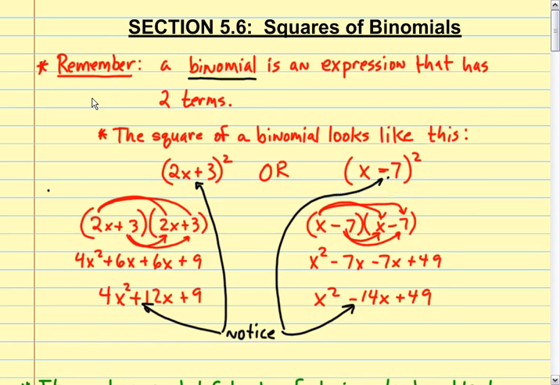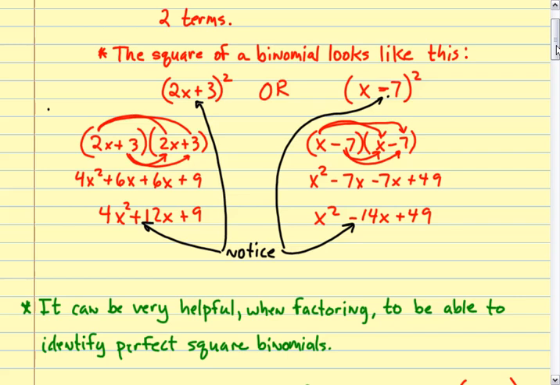Now, you guys know how to multiply these things already. We just distribute the terms. First off, we have to write the binomial times itself. So we've got (2x + 3)(2x + 3), or (x − 7)(x − 7). Now, let's stick with this one for the moment. (2x + 3)(2x + 3) gives us 4x² + 6x + 6x + 9. And when we simplify it, we get 4x² + 12x + 9.